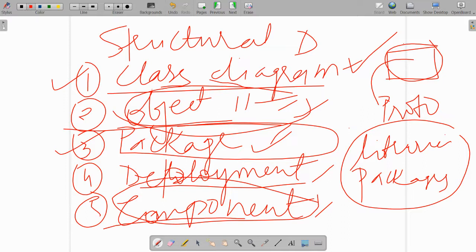We have seen the class diagram in detail. The object diagram is related to the class diagram, in which you have object sets and the relationships between the object sets. Package talks about the libraries and packages used in the software system. Deployment talks about the configuration of hardware as well as software in a distributed system network. And components are the small important factors considered to make the software system.